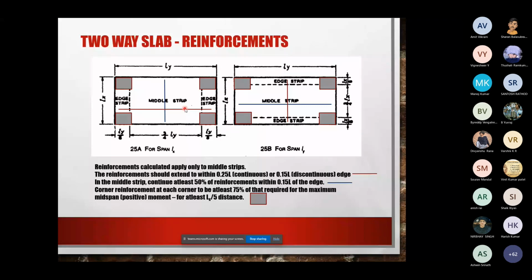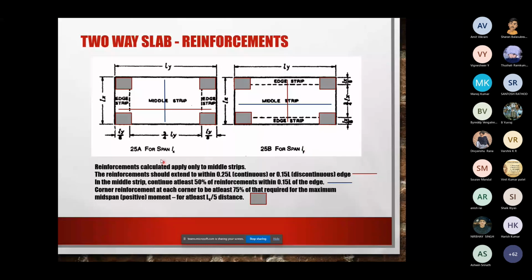What an edge strip means is the span by 8, that is, 1/8 of the span from the edge. That is known as the edge strip. It's present for this edge 1/8, and this edge 1/8. So adding both sides together, 1/4 of the span has gone to the edge strip, and the remaining 3/4 is known as the middle strip. Likewise, you can also do it along the Lx direction. So you have Lx by 8, Lx by 8, and the middle 3/4 of Lx is the middle strip.